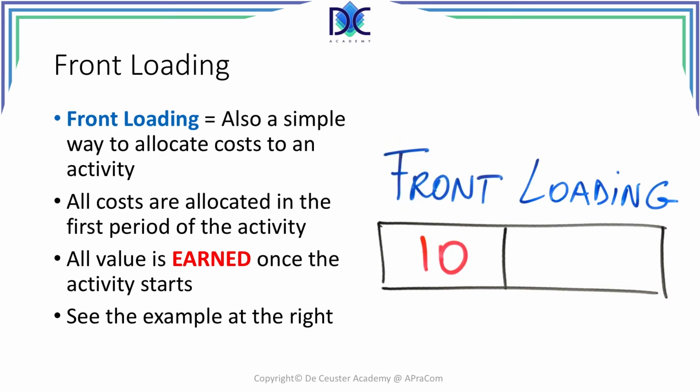Another rather simple way of budget loading is front loading. Now the total amount is earned in the first period. So the moment the activity starts, you earn that amount of money. The activity is the same as before. So in front loading, the cost will be 10,000 crowns, euros or dollars.